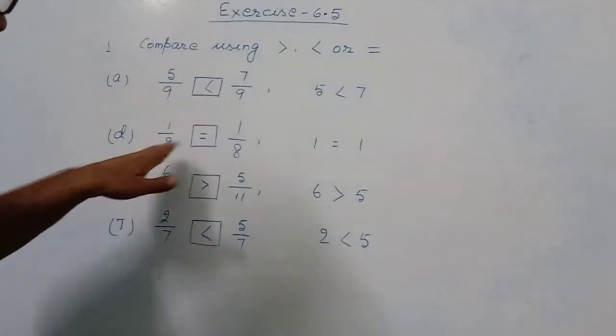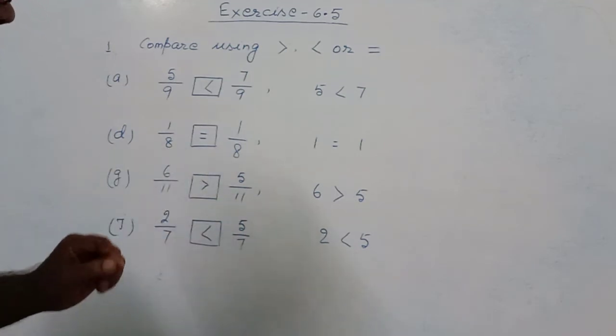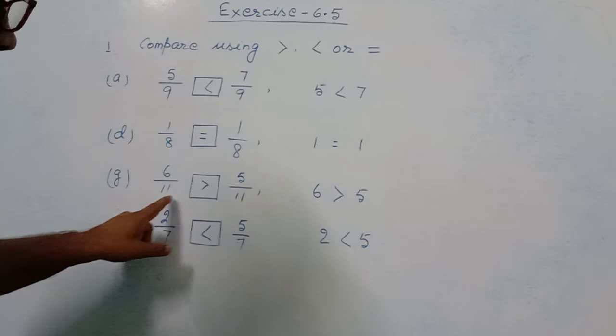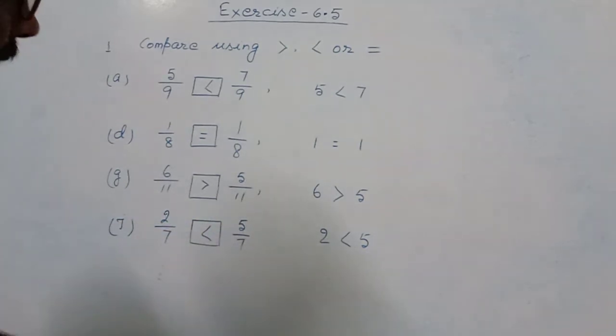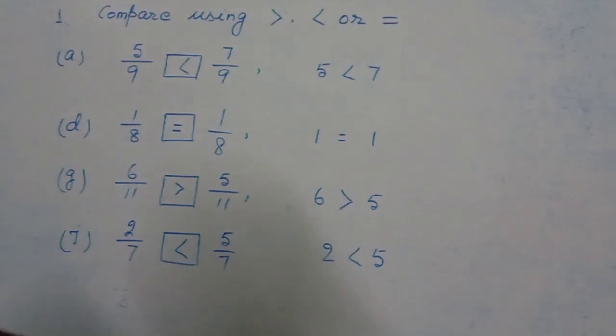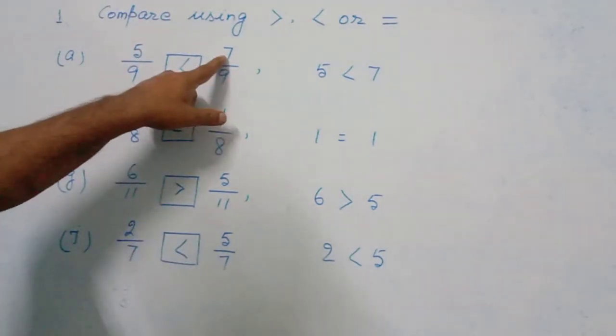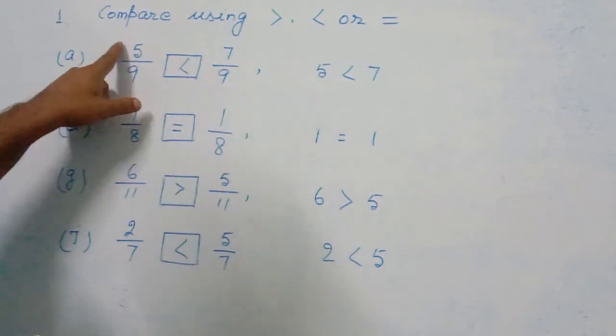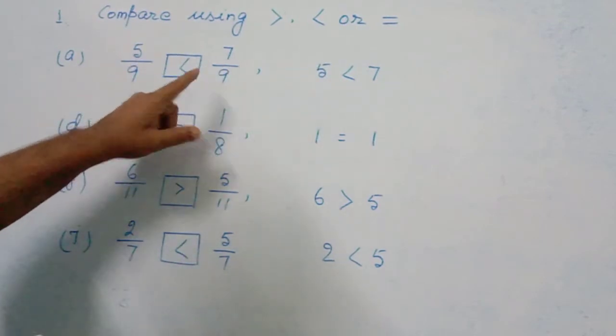So in all these questions you are seeing that denominators are same. Here 9, 9, 8, 8, 11, 11, 7, 7. So in this case we compare only the numerators. You compare these two numerators at first. 5 is smaller than 7. Therefore 5 by 9 is smaller than 7 by 9.